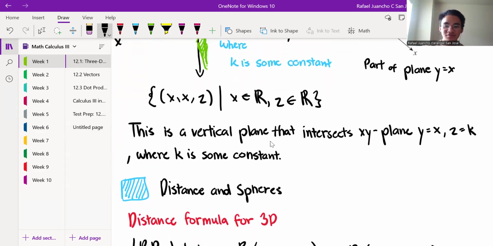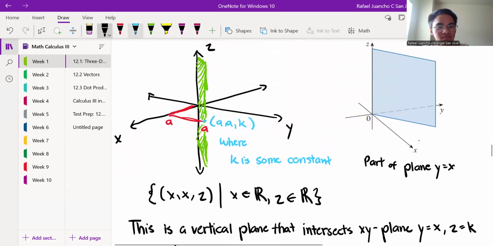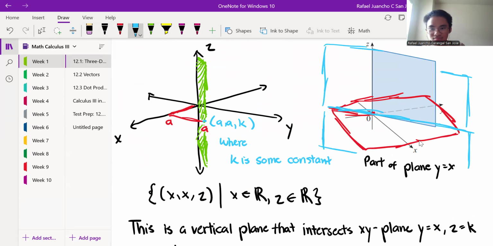And then this is a vertical plane that intersects the xy plane. It does intersect, right? This is the xy plane. This intersects this plane, intersects here. Actually, I don't even know why it intersects here. This whole thing, kind of like that. It just goes on and on and on. Intersects there and goes down. Okay? So that's the idea.